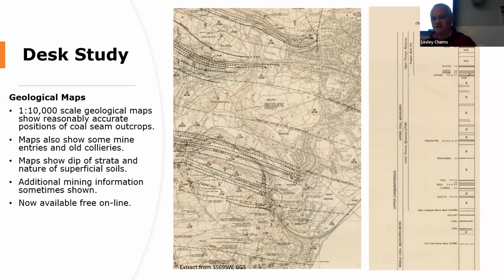These 1 to 10,000 sheets are also available online as well. And sorry, over on the right-hand side is the stratigraphical section. So this is a section through the geology in this area. You can see the coal seams, the black coal seams, the Hughes seam, Pensland coal seam there, etc. It generally gives a thickness, but this is also to scale.